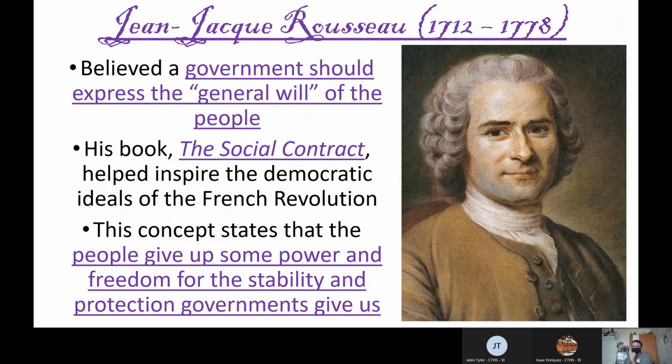Next, Jean-Jacques Rousseau, which is just fun to say, 1712 to 1778. So he's coming a little bit later on, especially from John Locke. He builds off a lot of his ideas. He believed that a government should express the general will of the people.